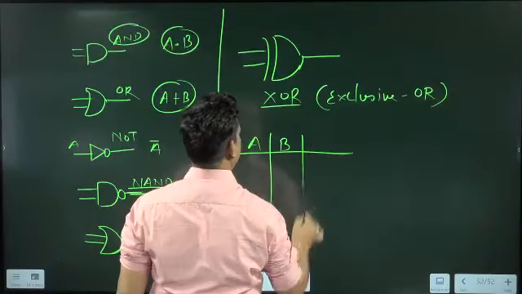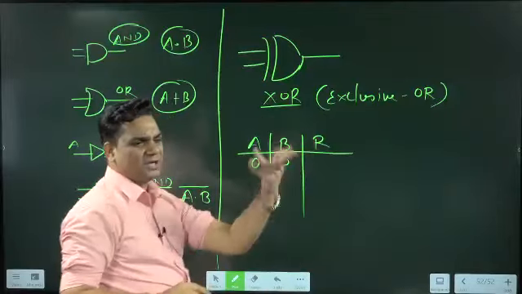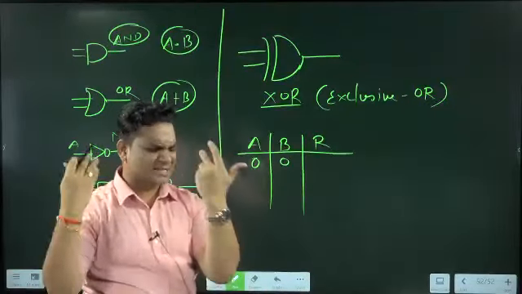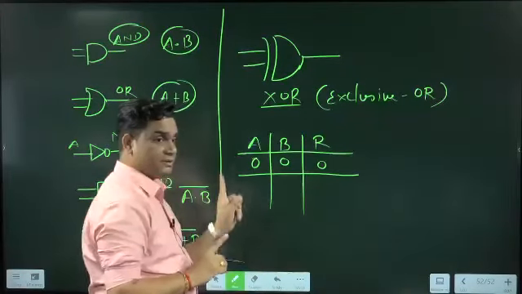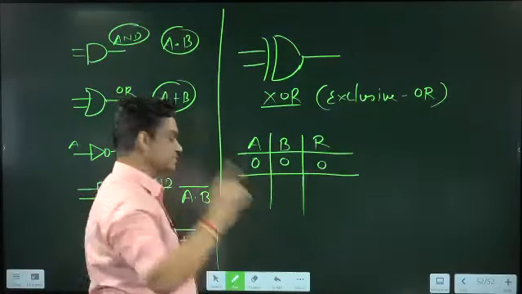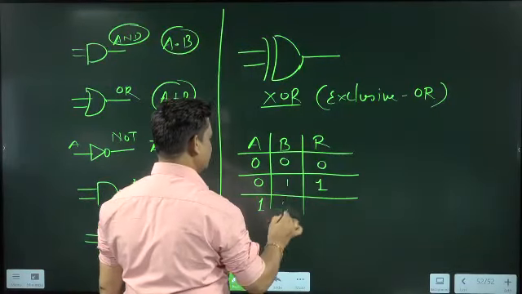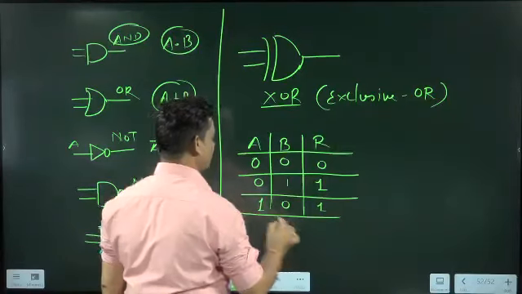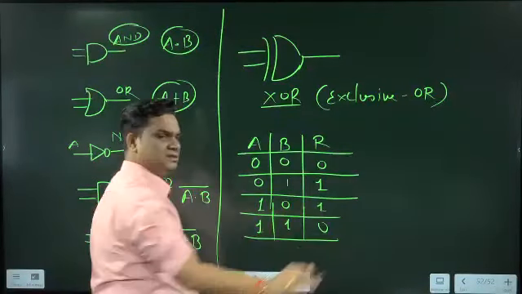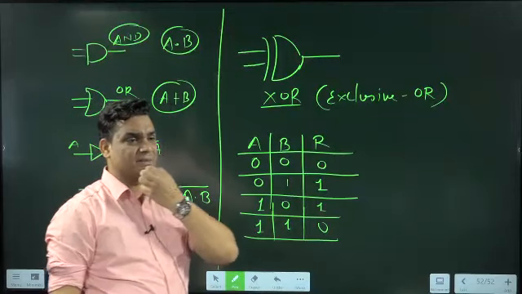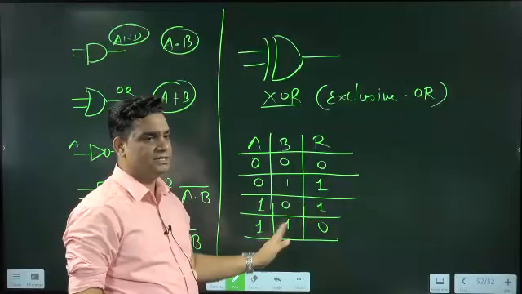A, B, and this is the output R. If both are same, then you don't like it. 0, 0 means you will say 0. If different, this is 0, this is 1, you will say yes. So 0, 1, yes, this is 1. Here we can say 1, 0, you can say yes, this is your 1. 1, 1, both are same, you can say 0. So like this we have to remember: 0 0 0, 0 1 1, 1 0 1 and 1 1 0.